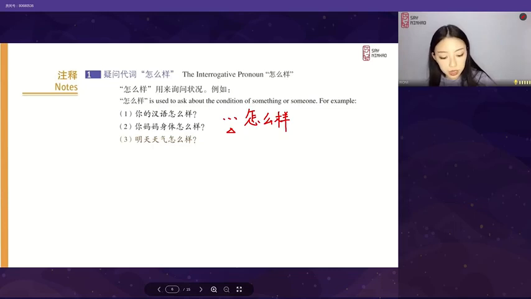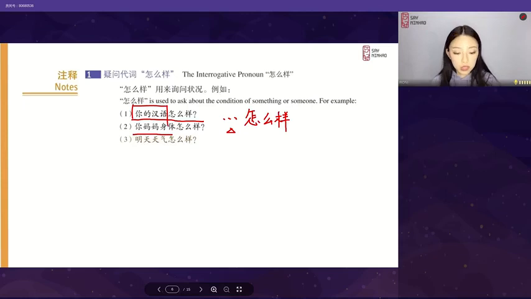So first, let's see this example. 你的汉语怎么样? Your Chinese. How is your Chinese, right? Next one, 你妈妈身体怎么样? 你妈妈身体, it means how's your mother's health condition? Last one, 明天天气怎么样? How's the weather tomorrow?